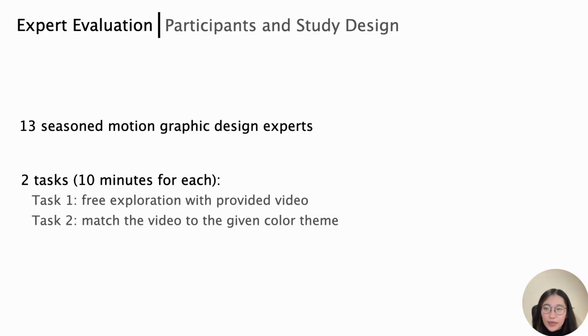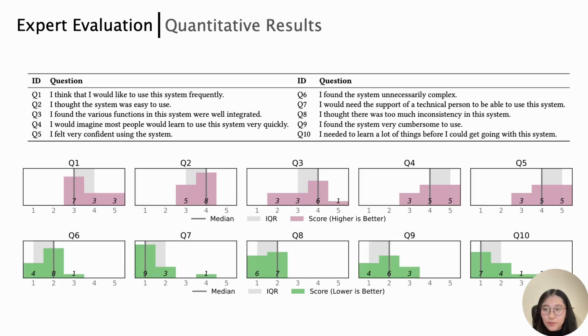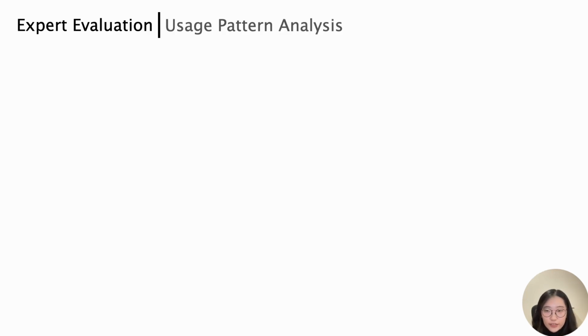We tested Piet with 13 seasoned motion graphics designers. They were asked to achieve 2 tasks with Piet. Task 1 is to freely refine video colors, and the second one is to match the video to a given color theme. By letting our participants fill out the System Usability Scale, we found that they think Piet is user-friendly, easier to learn, and efficient for their color authoring needs.